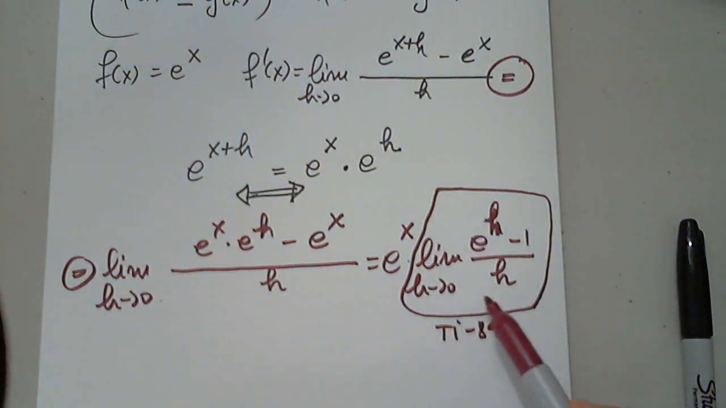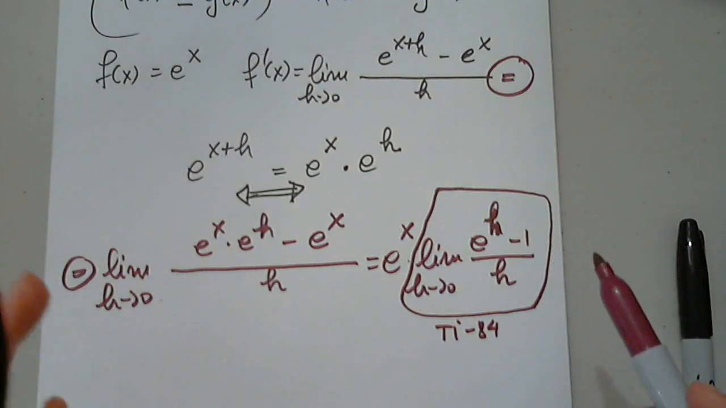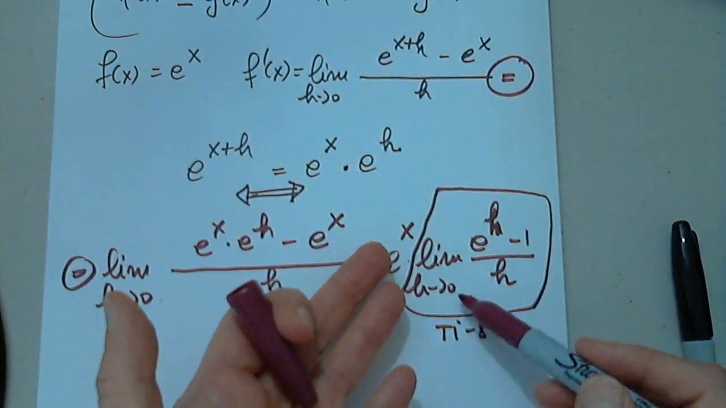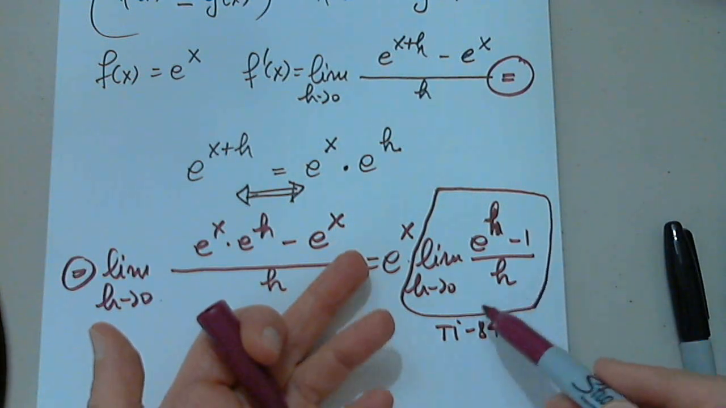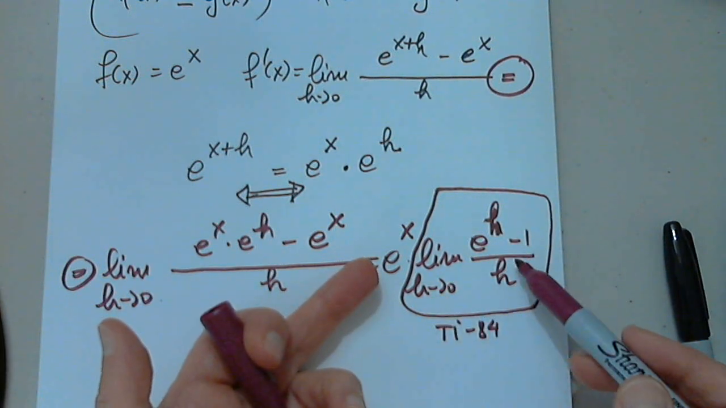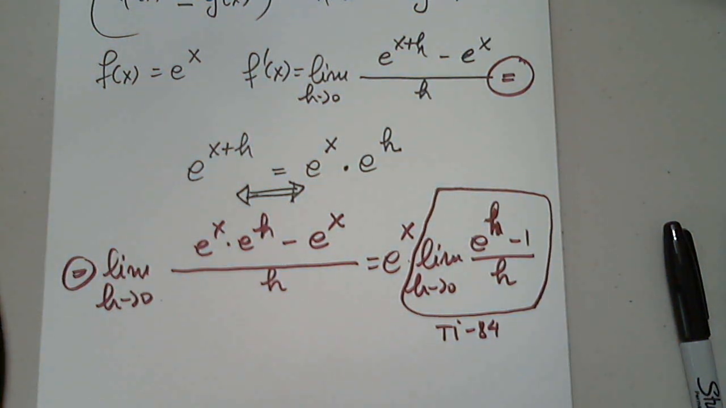Because, of course, when I plug in h equals 0, I get 1 minus 1 over 0. So I have to get 0 over 0. This is the difference quotient, right? The limit of the difference quotient. It has to be 0 over 0. So let's take a look.